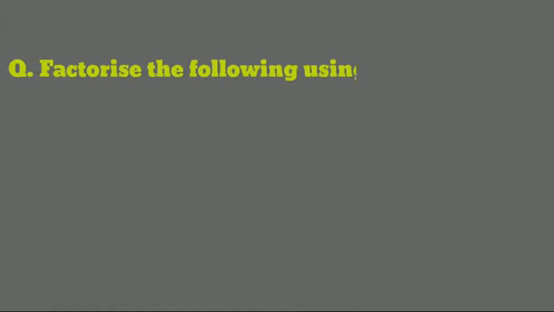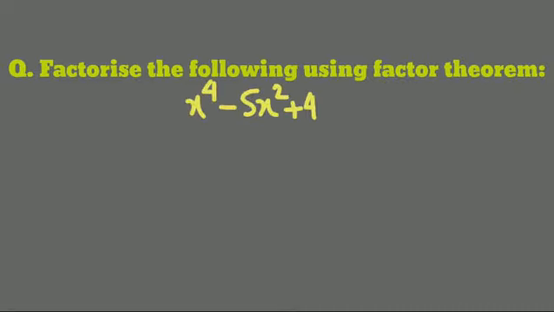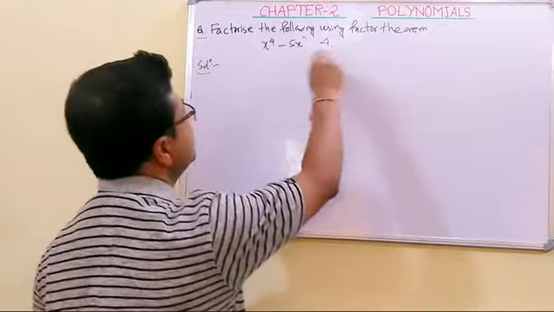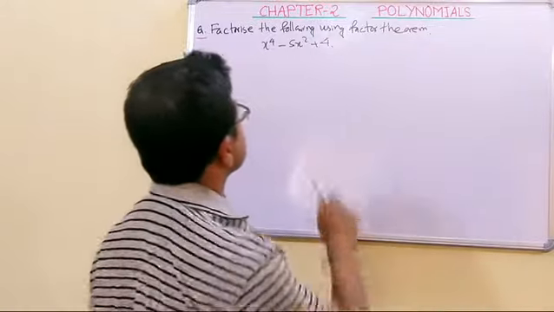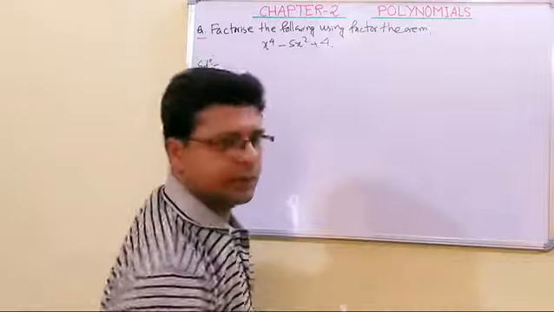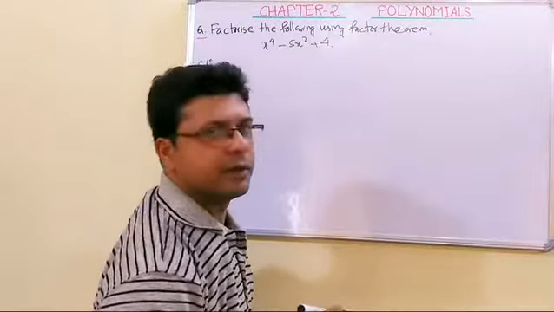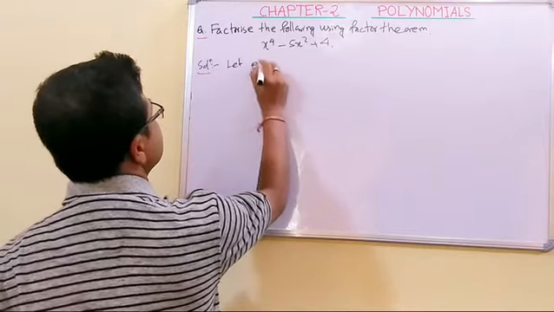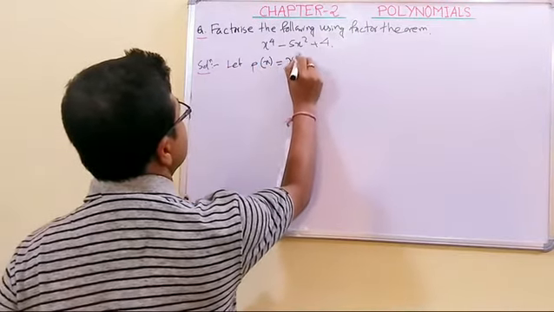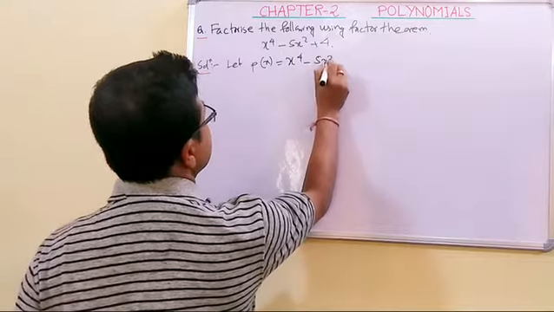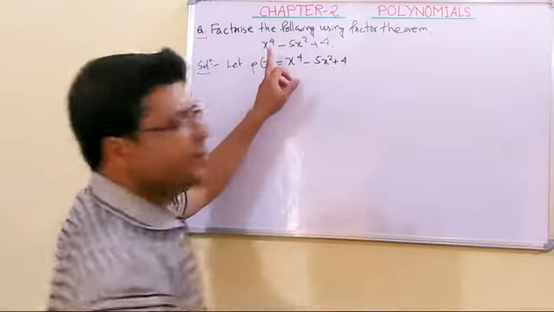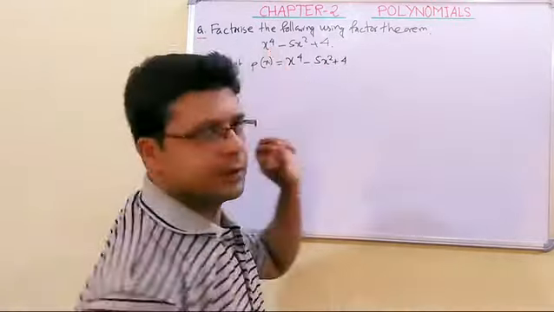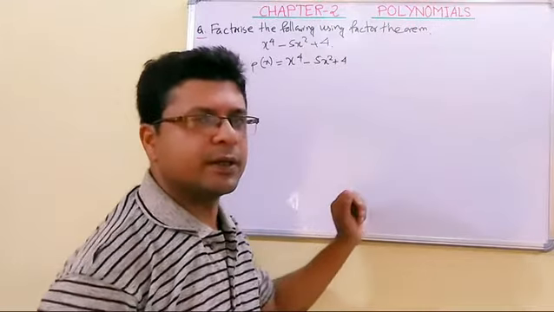The next question is: factorize the following using factor theorem. The polynomial is x to the power 4 minus 5x square plus 4. Here, strictly it is saying that this one should be solved by factor theorem, so we will use only factor theorem. Let this be p(x) equals x to the power 4 minus 5x square plus 4. Now what is the degree of it? Degree is 4.